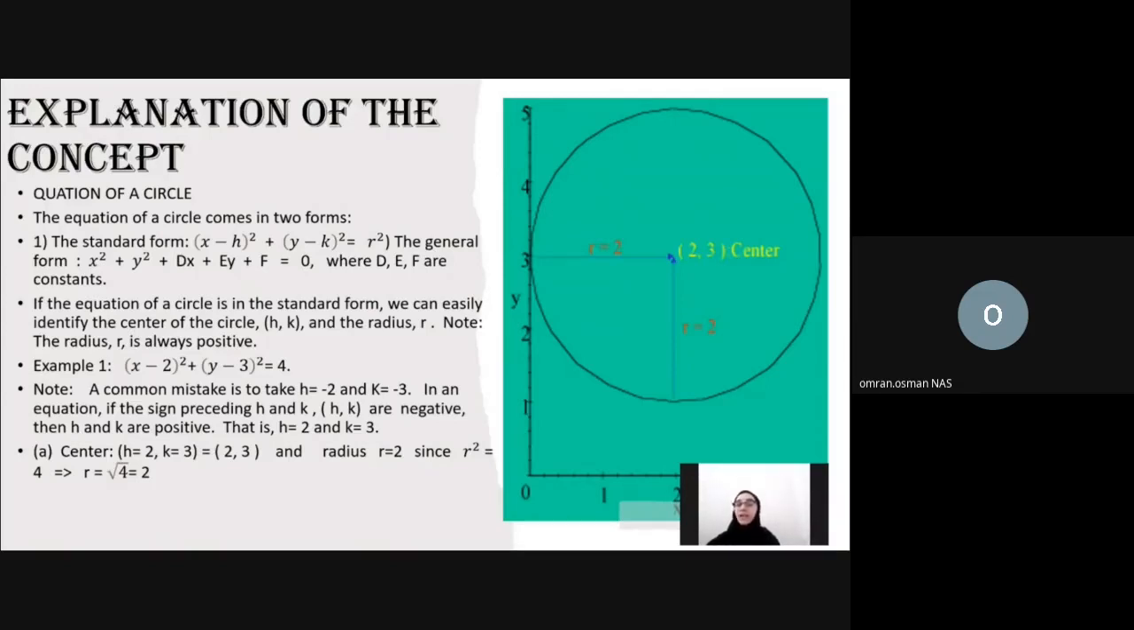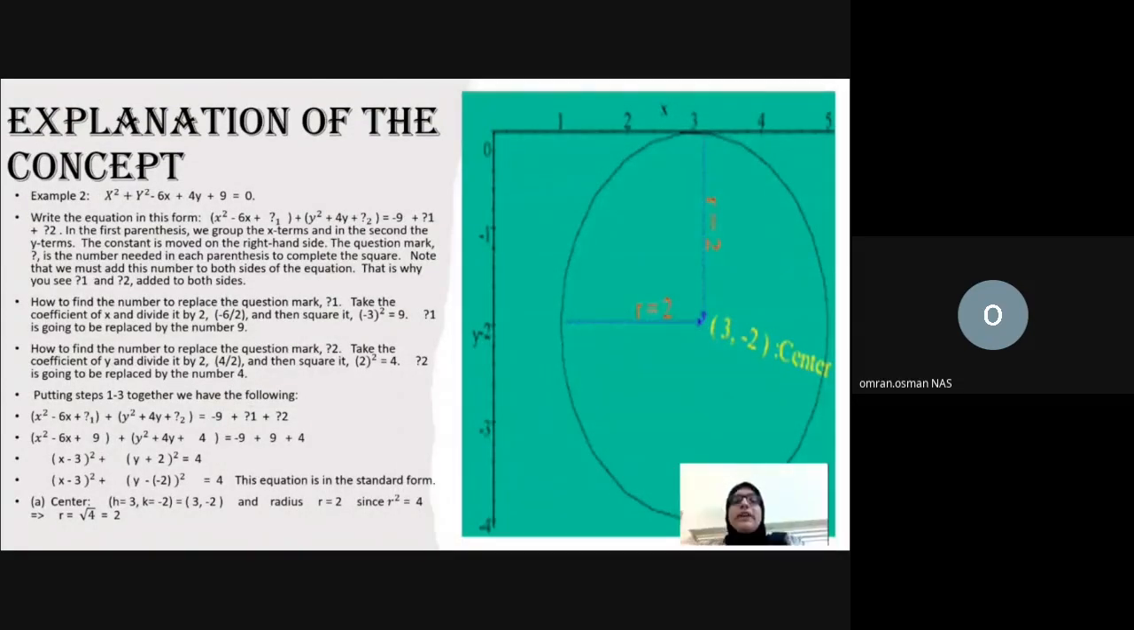For example, (x − 2)² + (y − 3)² = 4. Now, a common mistake that people make is they take the center, which is (h, k), as it is with the same signs. But in this equation, we need to change their signs. We need to do the opposite. Here we have h equal minus 2 and k equal minus 3. We will flip the signs, which will become h equal positive 2 and k equal positive 3. So the center here is (2, 3), and the radius is r. Since r squared is 4, the square root of 4 equals 2.